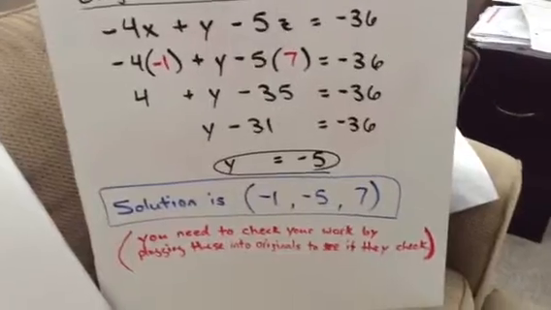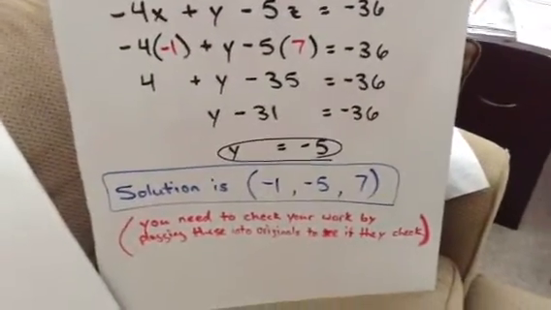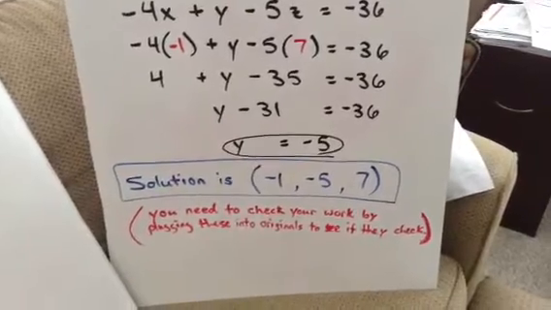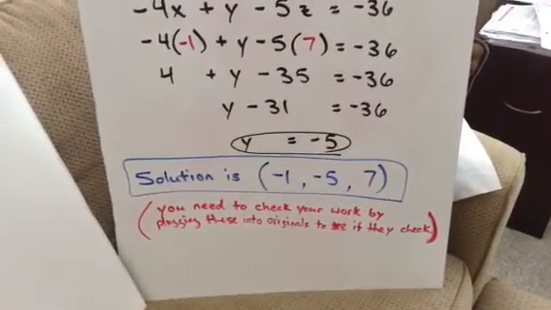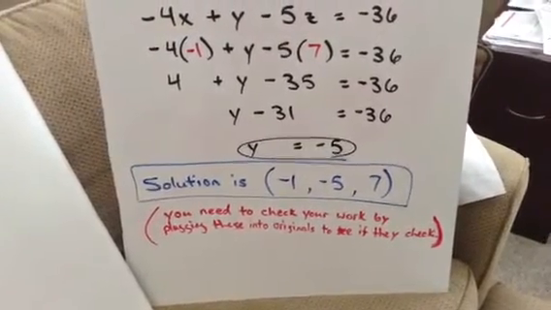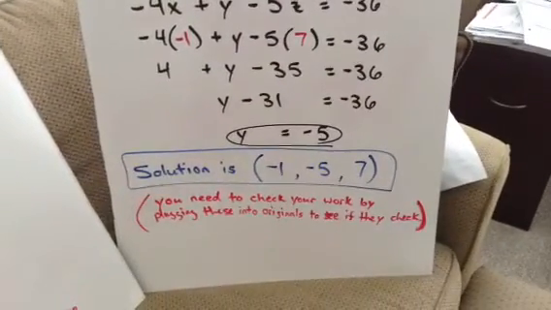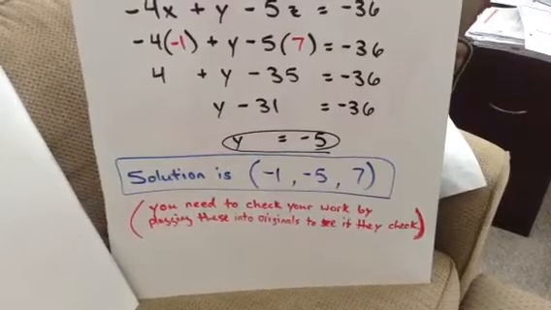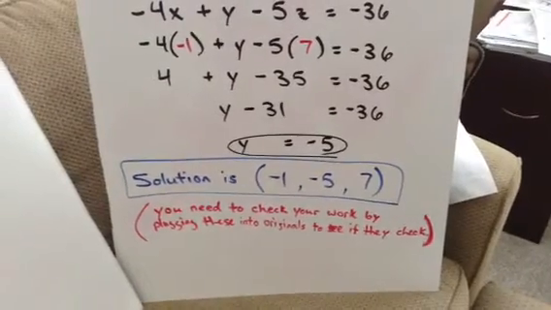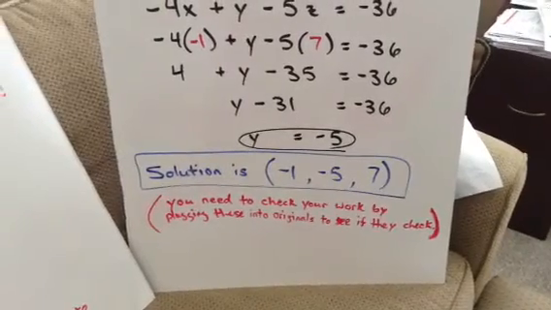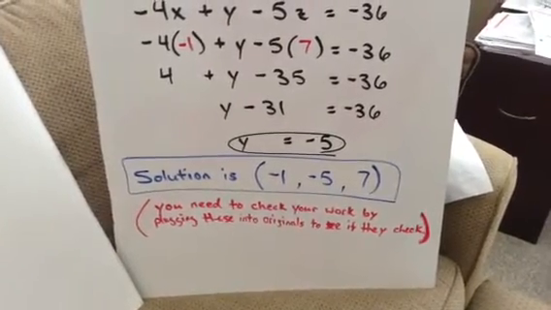So in blue, I have my final solution in ordered triple form. My x is negative 1, my y is negative 5, my z is 7, and at the very end, you should always go back in and check your work, or check your answers into your original equations. You could do that on your calculator very easily, and we'll talk about how to do that as well.